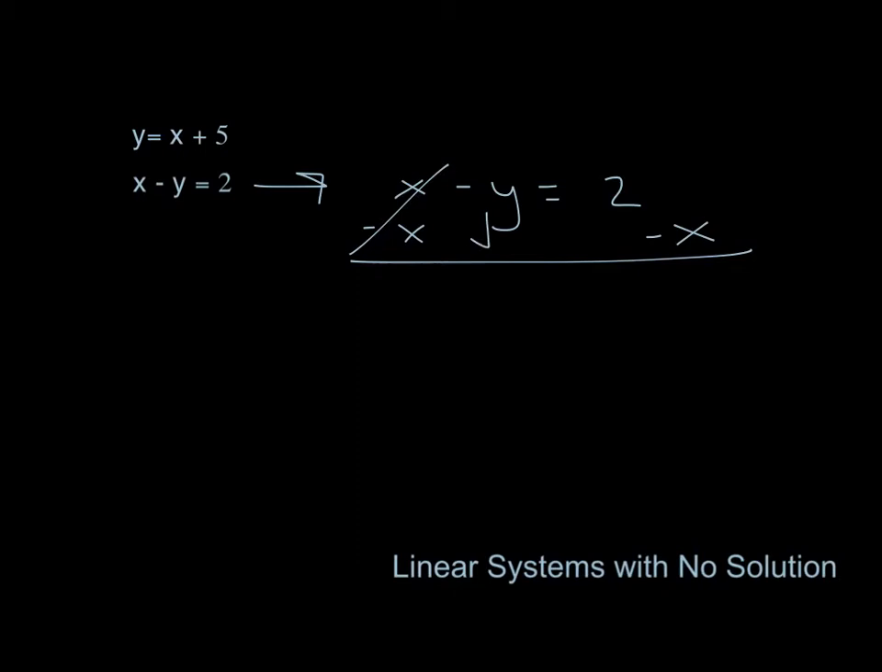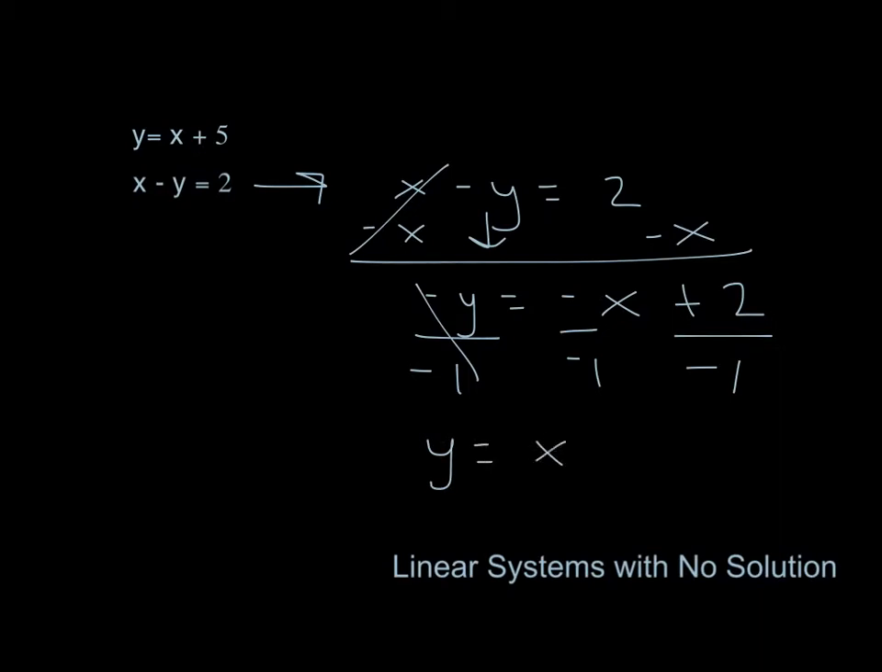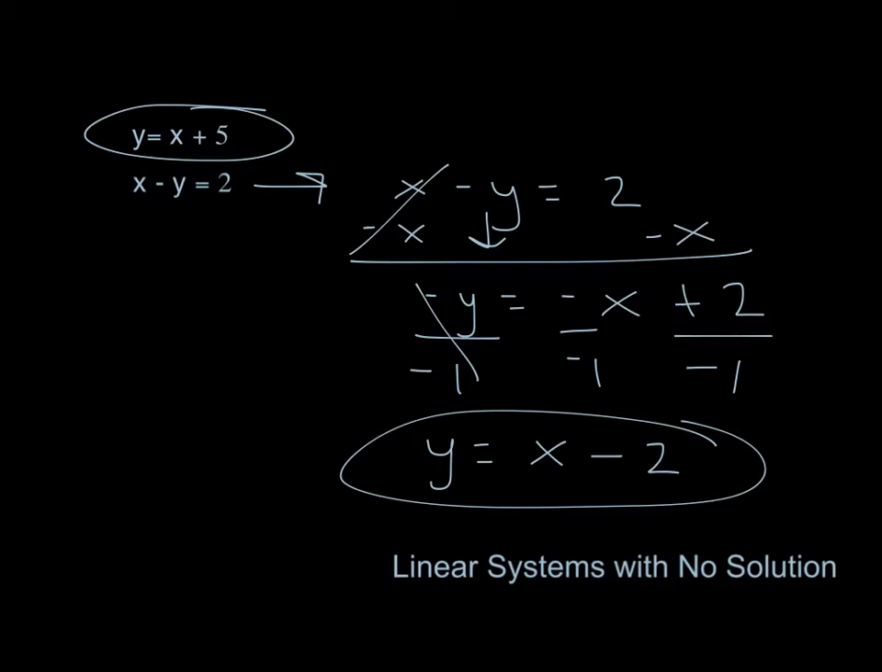Remember, you are always doing the opposite of what they're doing. So that gives me negative y equals negative x plus 2. Then in order to get y by itself, I'm dividing everything by negative 1 to undo that negative y. That gives me y equals positive x minus 2. Now at this point, I'm looking at equation 1 and equation 2 within my system, and I notice that these lines have the same slope. Notice the slope on both of these lines is positive 1, but they have different y-intercepts.